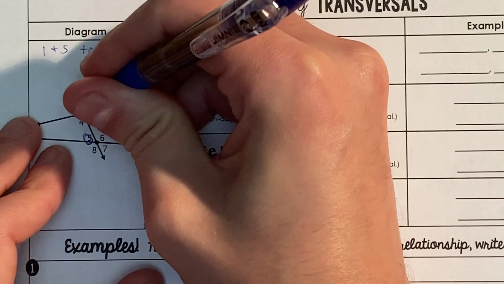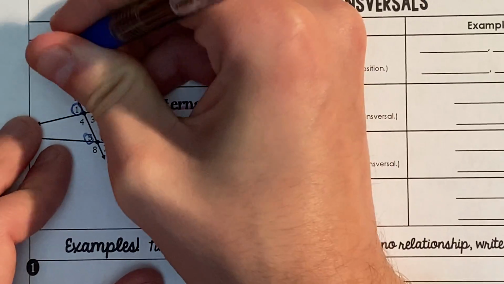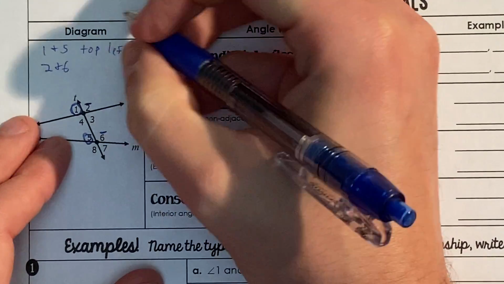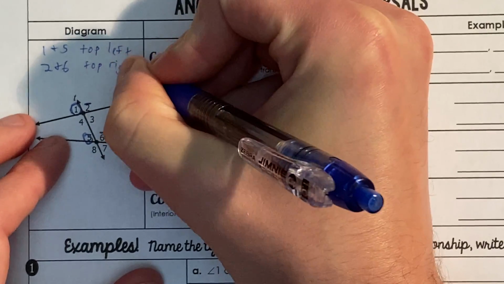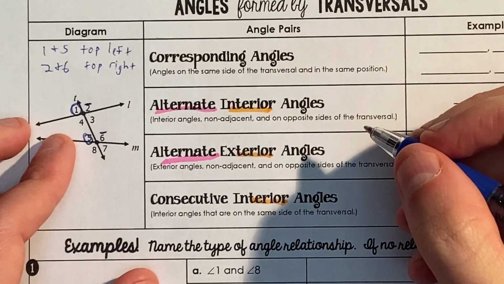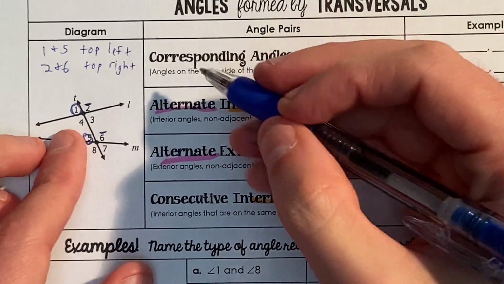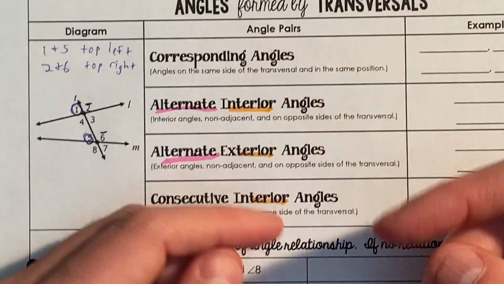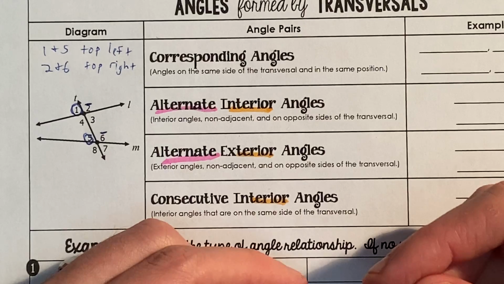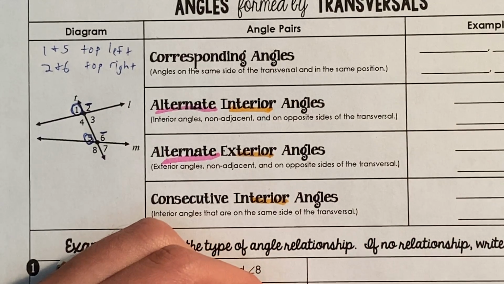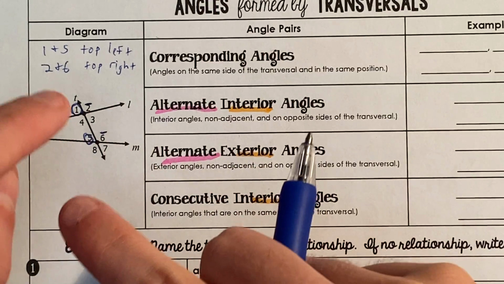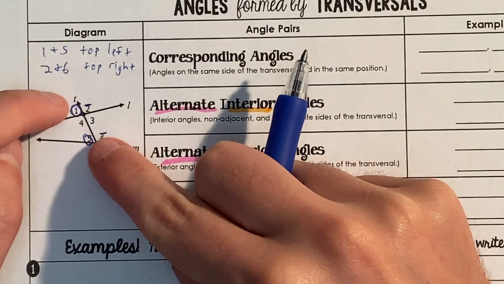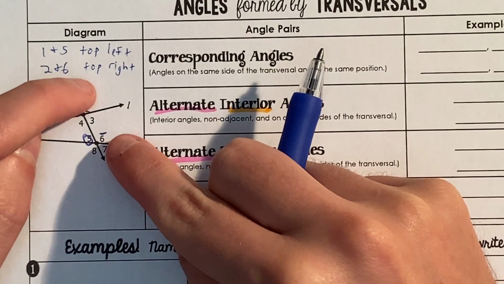I could say 2 and 6, because they are both on the top right. So they are corresponding angles. Corresponding means they match. You might remember a correspondent in the news, but basically it's one person goes with another person. It's the same place. So both are top left, both are top right.